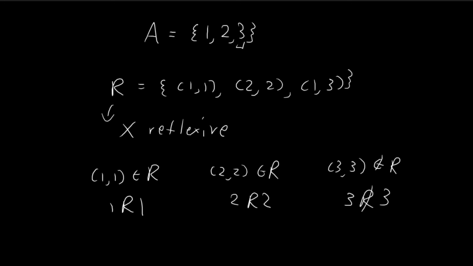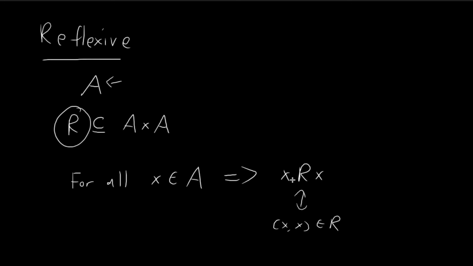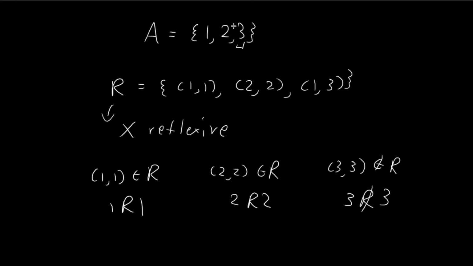And so this violates this condition over here. In order for a relation to be reflexive, every element needs to be related to itself. But then here we can find a counterexample. There is an element in A, in this case it's 3, that is not related to itself. So this relation is not reflexive.